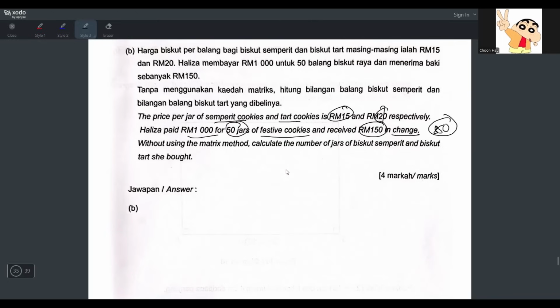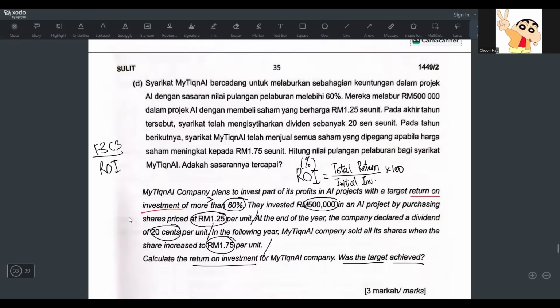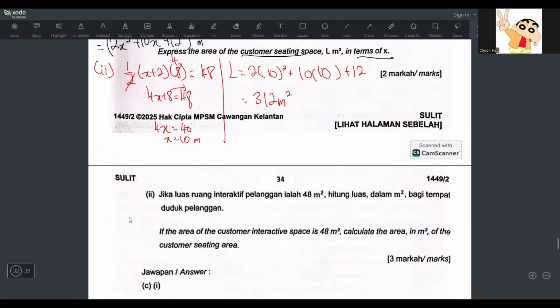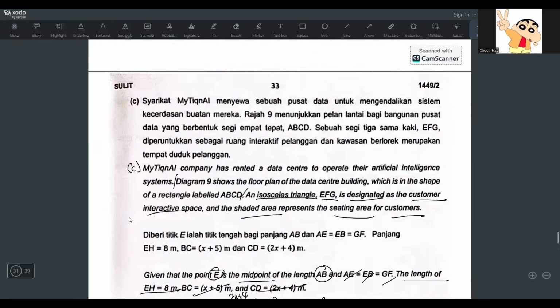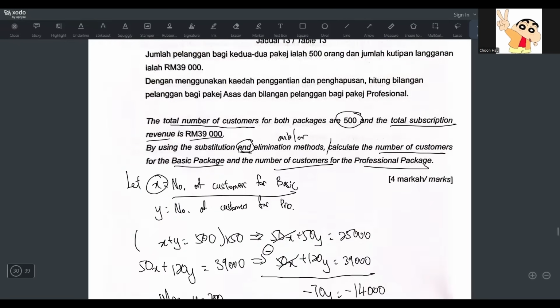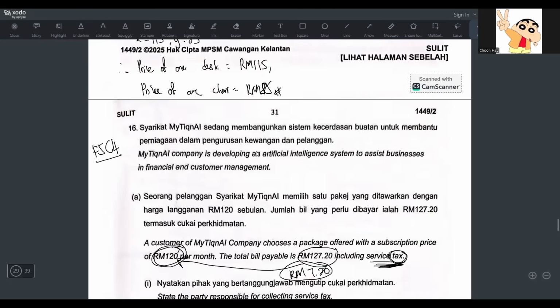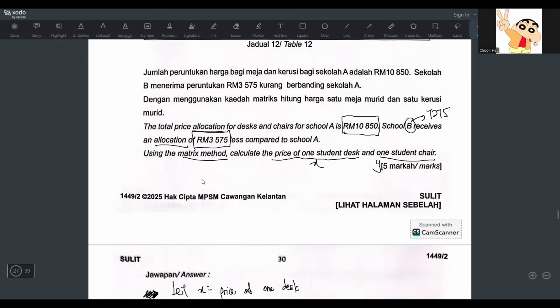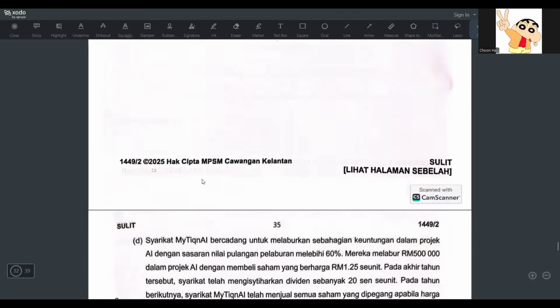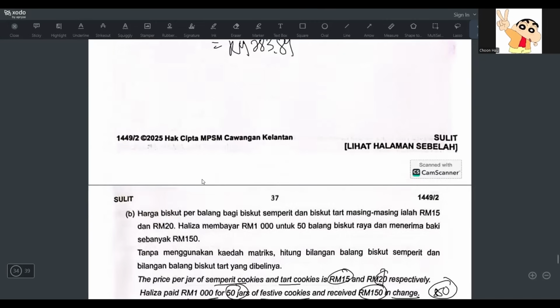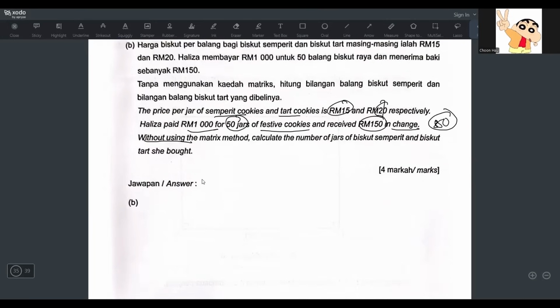Okay, now they say without using. Okay, I know already. Hey, this is like the third simultaneous equation I see already in this set, right? Just now also we did already. Where is it? This one. By using substitution elimination method. And then there's one more up here. This one by using matrix method. And now another one. Oh my god. How many times do they want to ask? So this is like the third simultaneous equation question in this one paper already.